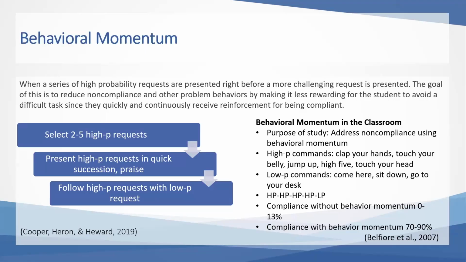In one study, they worked with a student who showed very high levels of non-compliance. Before using this strategy, compliance was as low as 0 to 13%. But after introducing behavioral momentum, using the sequence of high probability requests followed by a low probability request, compliance increased to about 70 to 90%. So this is a really powerful example of how those small changes in how we deliver the instruction can have a huge impact on the student's behavior.